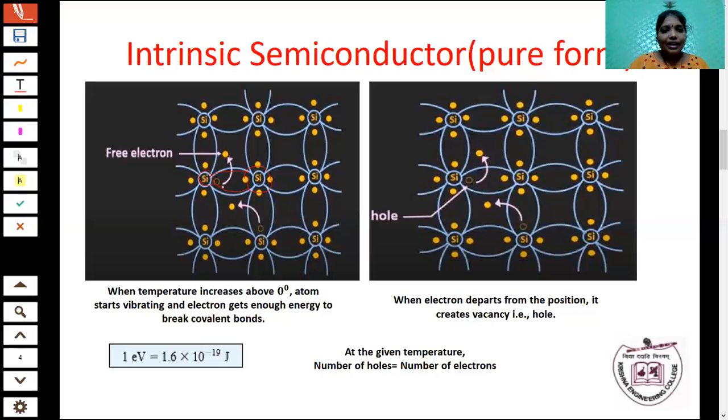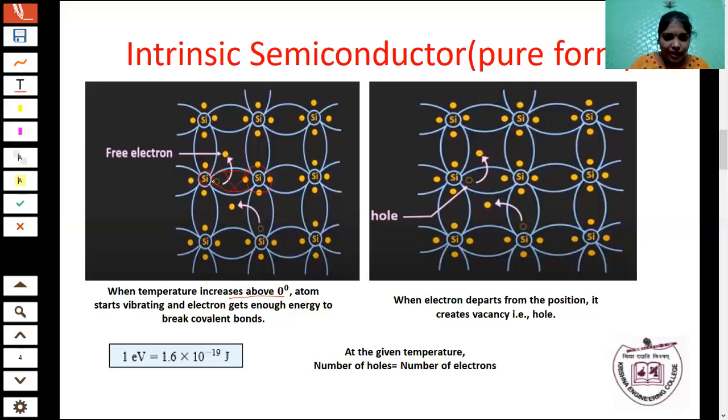Okay. When the temperature increases above 0 degrees, what will happen? The electrons in this covalent bond get energy and break the covalent bond. Okay. This blue color is the covalent bond. When the temperature increases above 0 degrees, the electrons in this valence band, that is, in this covalent band, get enough energy and break the covalent bond. Okay. Once it breaks the covalent bond, it goes to the conduction band.